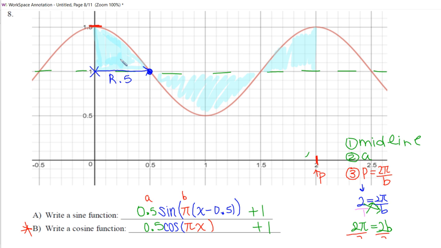Now, after you moved it, let's think about it. We start here and then we're moving it by going down. So my amplitude needs to be negative.